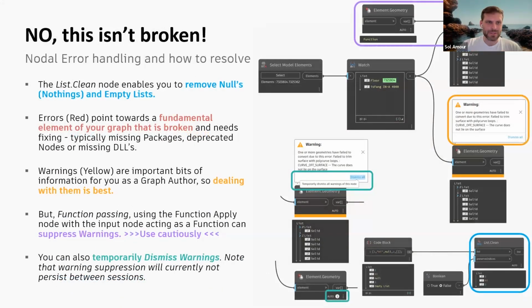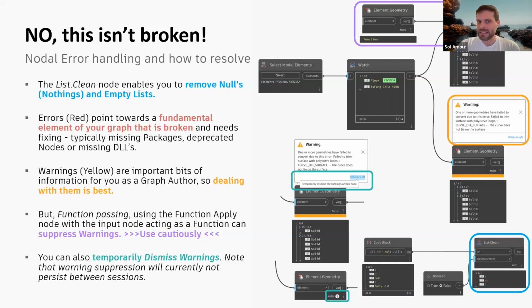All right, cool. So, no, this isn't broken. We have a bunch of ways to handle nodal error handling inside of the graph. And this is just going to explain a couple of them. And the handling happens at different severity levels.